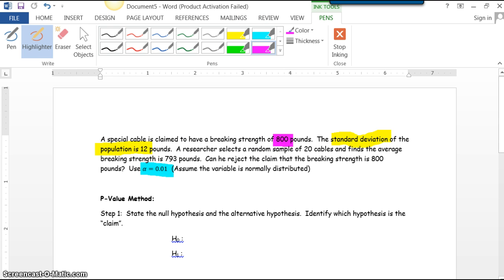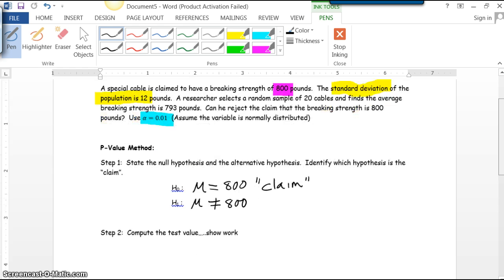And "is" means an equal sign. So when we go to set up our hypotheses, the claim is going to go with the null, which is that mu is equal to 800 pounds. They're claiming it is actually equal to that. The alternative would be that the claim is not equal to that. So that's the alternative hypothesis.